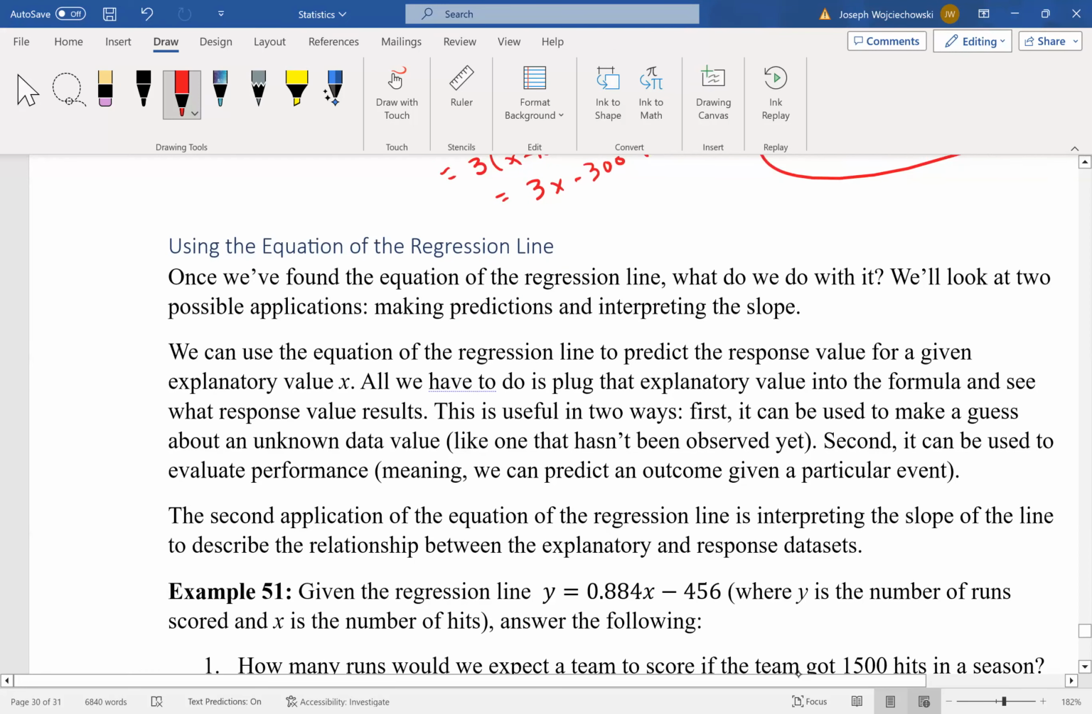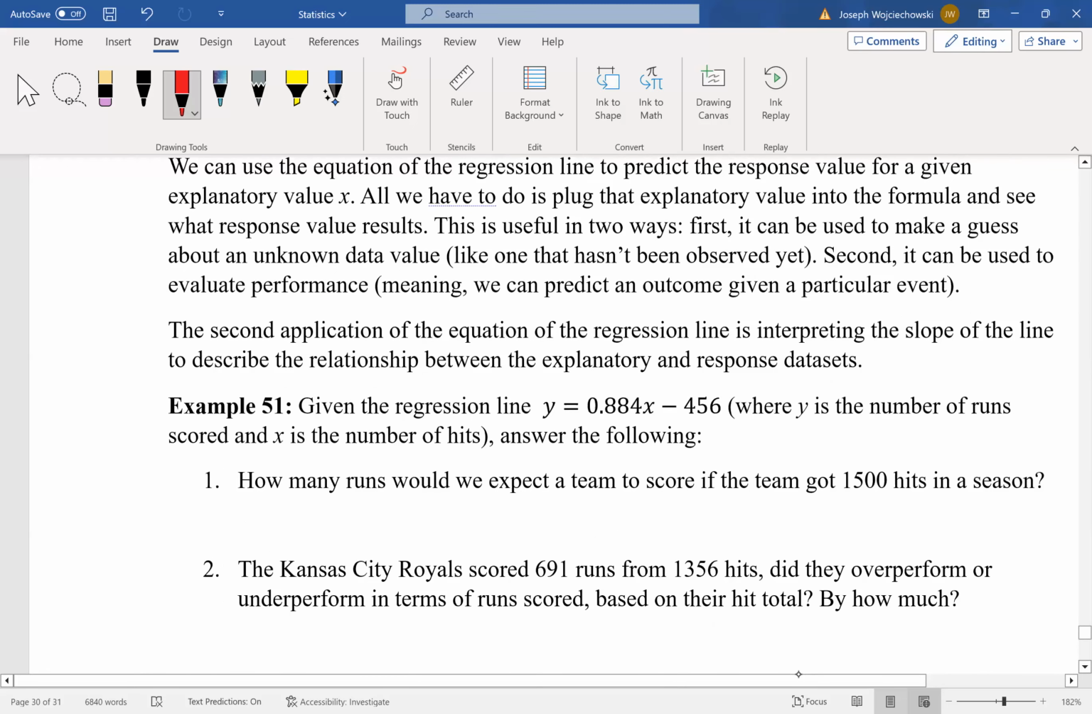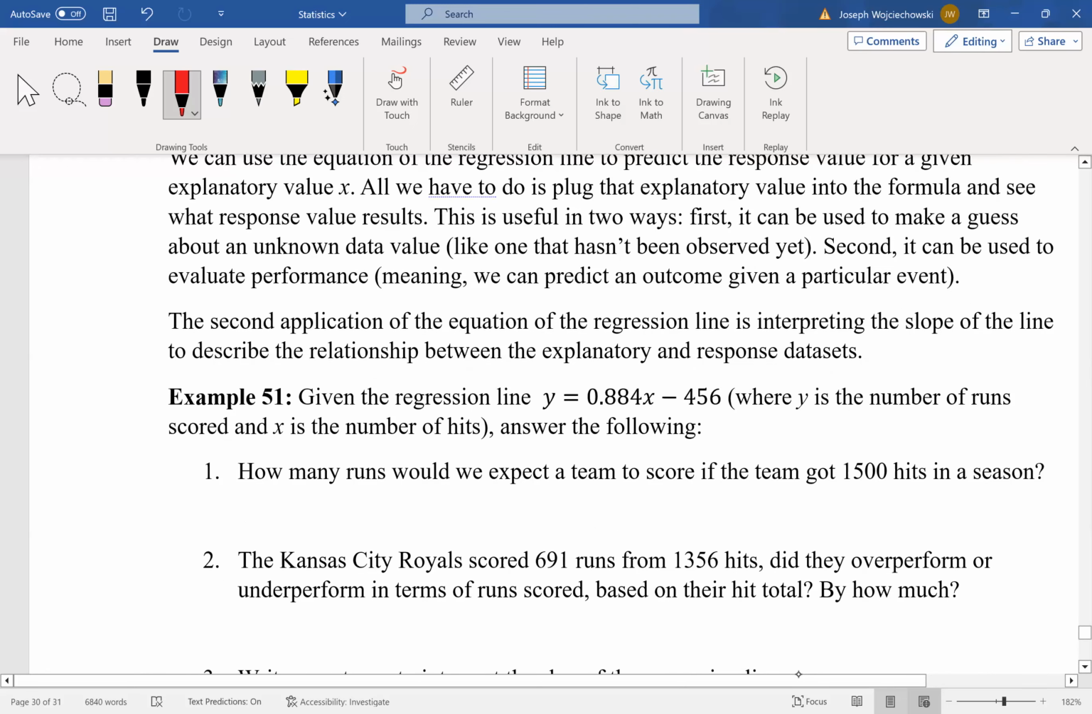The second application of the equation of the regression line is interpreting the slope of the line to describe the relationship between the explanatory and response data sets. So, given our regression line, y equals 0.884x minus 456, where y is the number of runs scored and x is the number of hits, answer the following. How many runs would we expect a team to score if they got 1,500 hits?